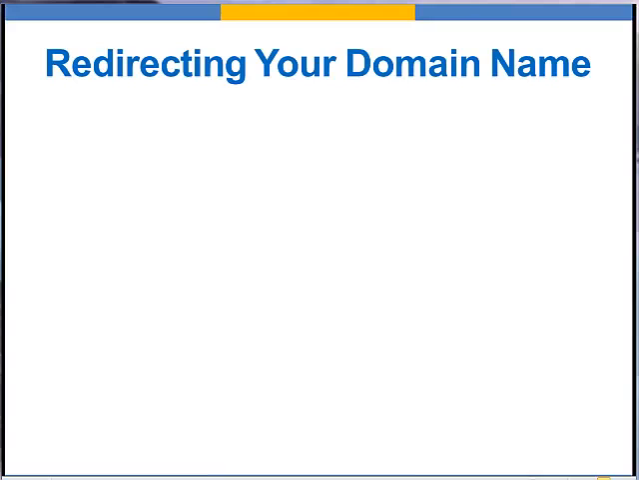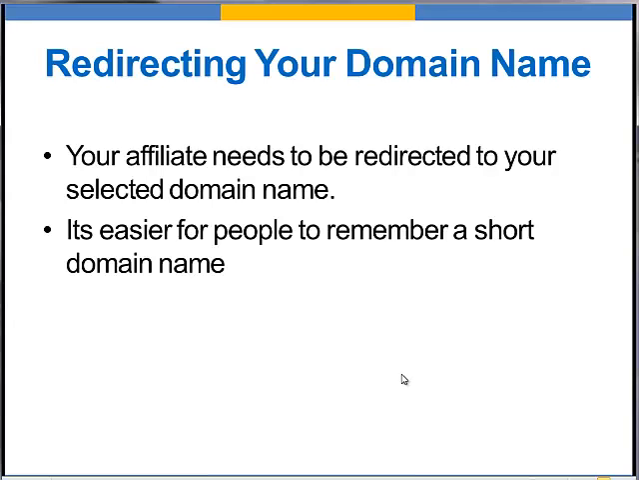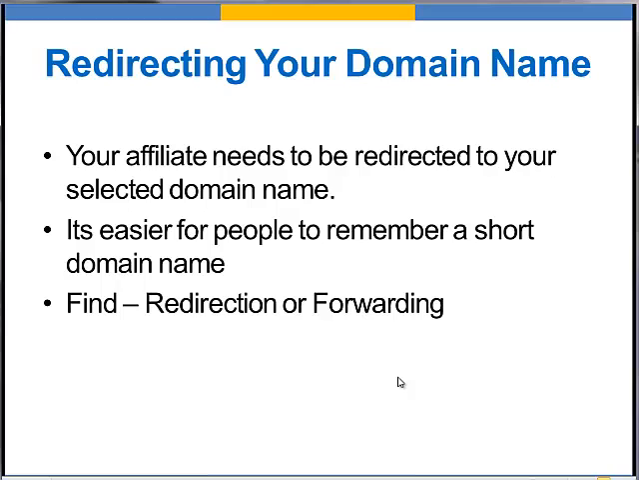What we're going to go through now is actually redirecting your domain name. So your affiliate link needs to be redirected to the selected domain name that you've just bought. As I said, for people to try and remember your long affiliate link, it's going to be difficult. So if you've got a new one, then it's a matter of just pointing that new domain name to your affiliate link. And it's easy for people to remember a short domain name.